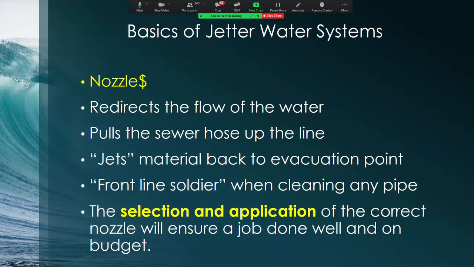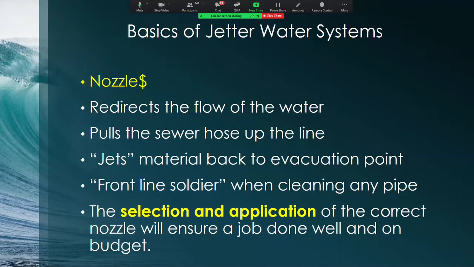It takes the material that I'm trying to remove from the pipe, breaks it away from the walls or wherever it is, and gets it moving back to the point of evacuation, which is typically either back at the truck or it's allowed to travel back to the treatment plant. Frontline soldier, rubber hits the road, there are a lot of terms I could use here, but it is the point of the spear. It's the pointy end of the spear when it comes to cleaning pipe.